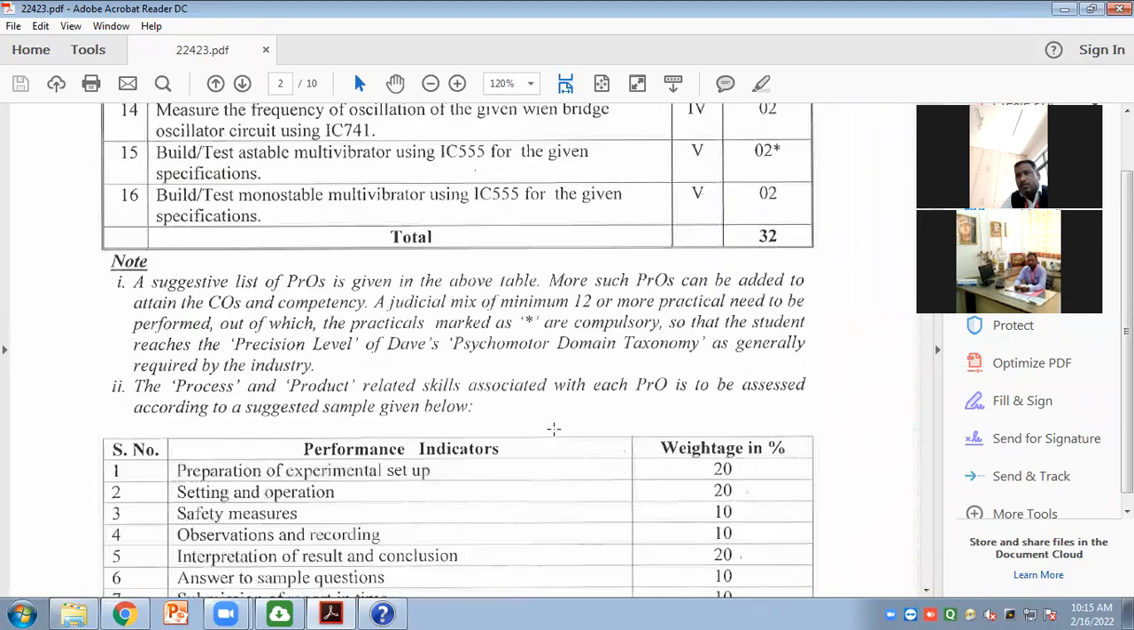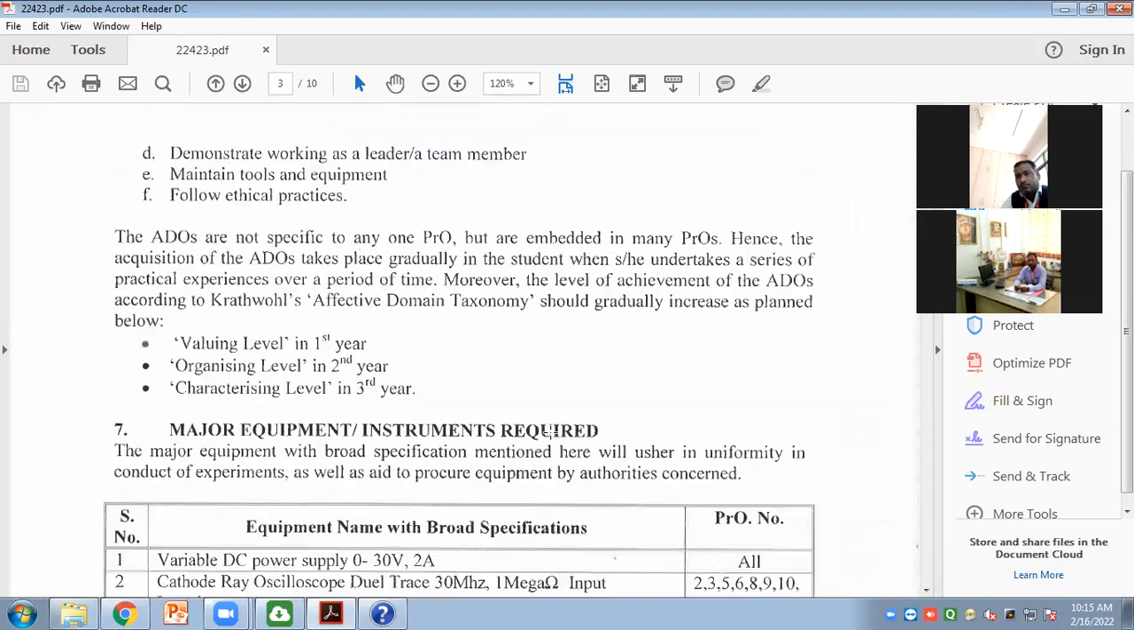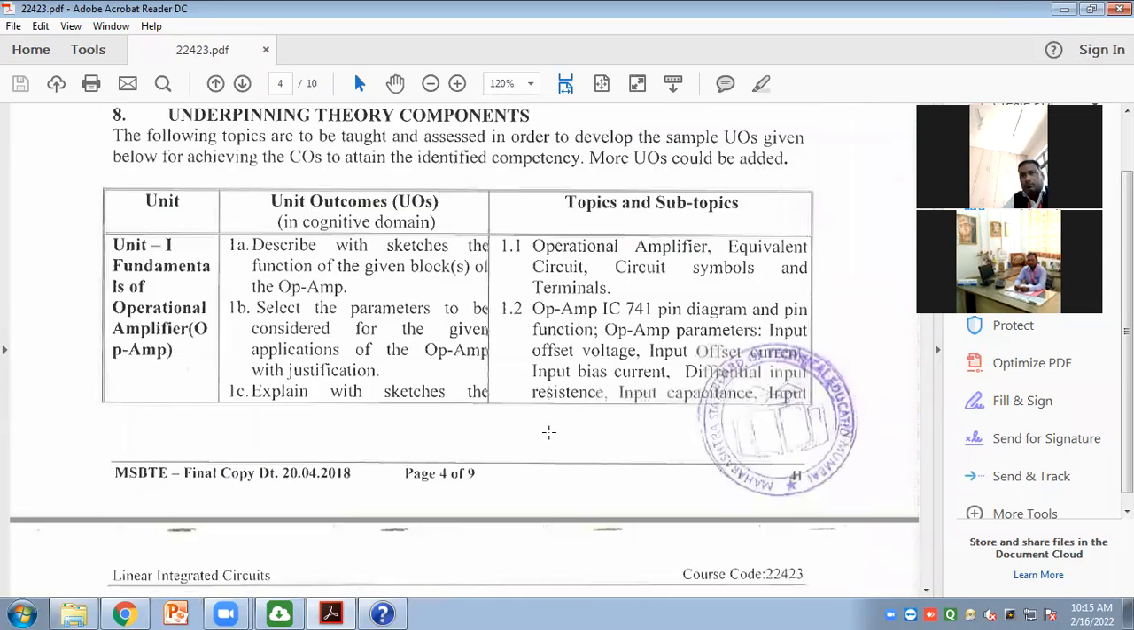Now we are going to see the syllabus from the first chapter. Okay. So the first unit is fundamentals of operational amplifier. So what do you mean by fundamental? Fundamental is nothing but the basic study of the operational amplifier. Fundamental means basic. So we are going to see the basic things of the operational amplifier. So basically you must know what is op-amp. So that will be included under the first unit.